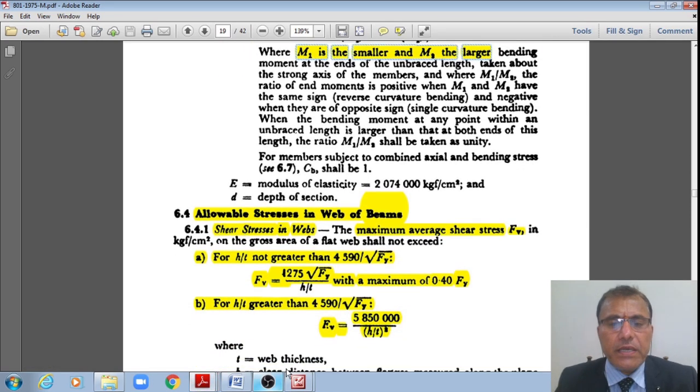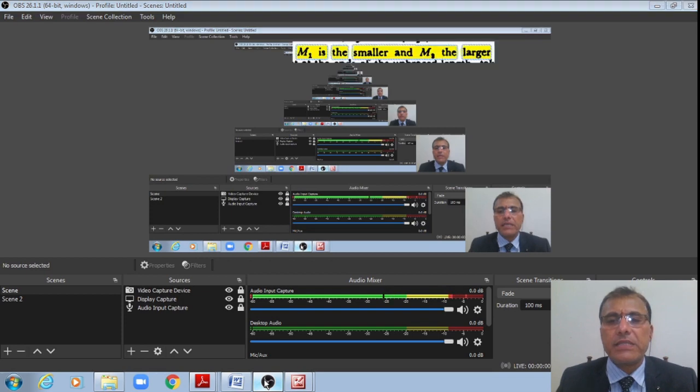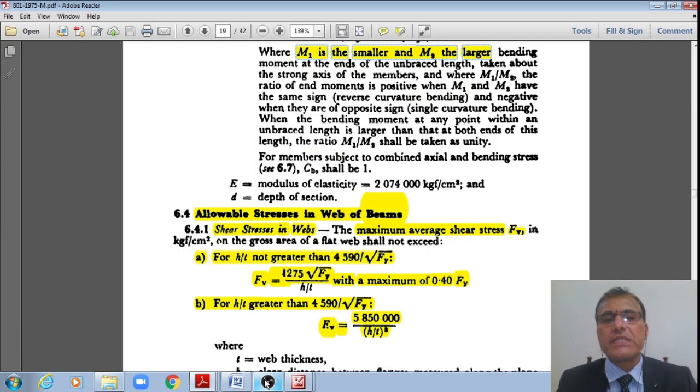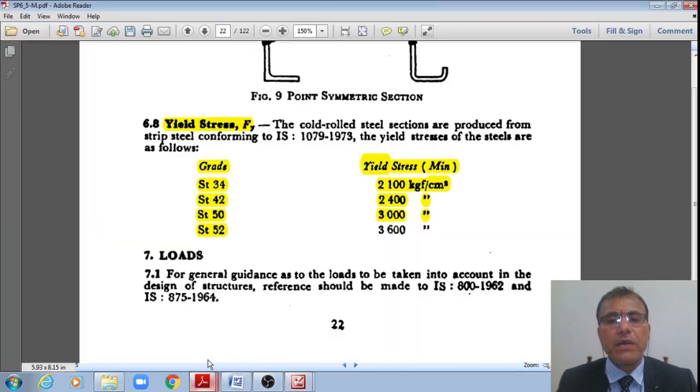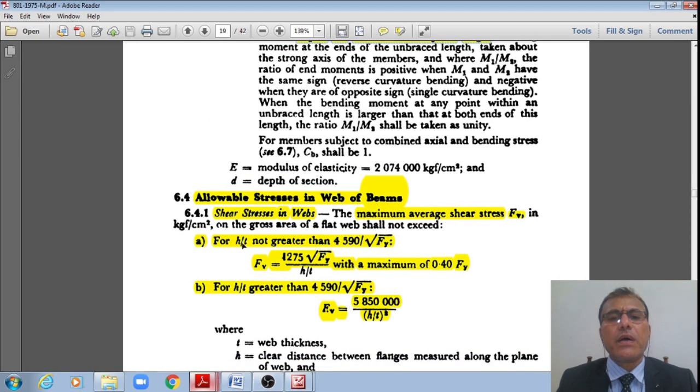Now, let us see the next subheading, the allowable stresses in web of beams. Now, this is how the discussion goes, students, where we do have the shear stresses in webs. We have seen the permissible compressive stress, the second one permissible bending stress. Now, the third one is permissible shear stress in webs.